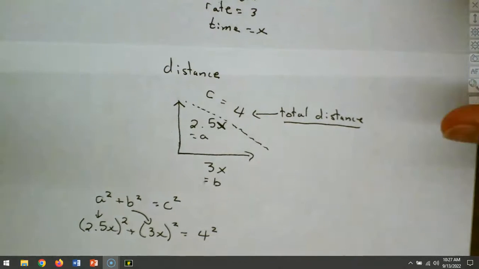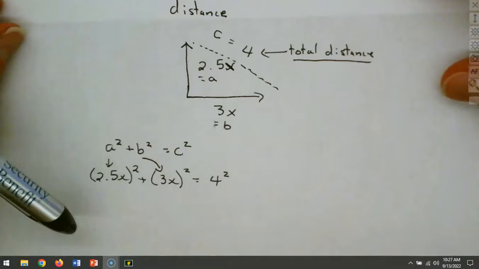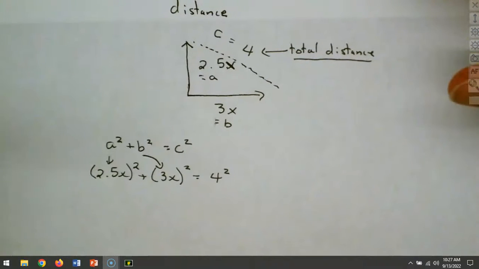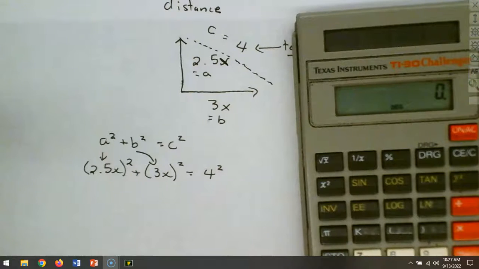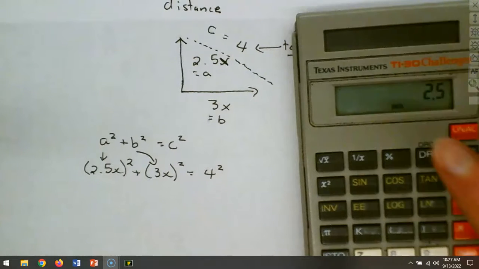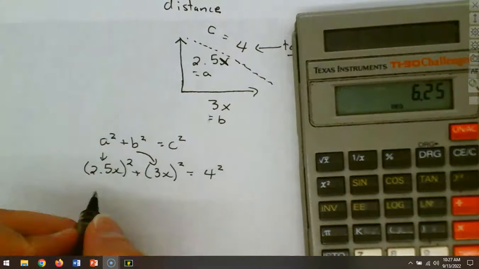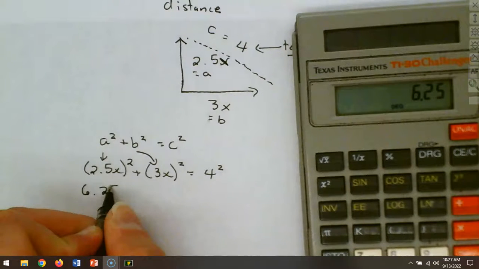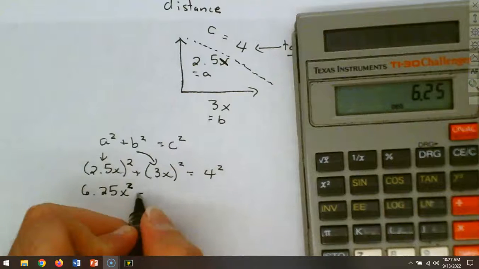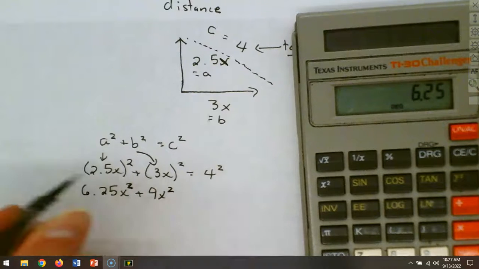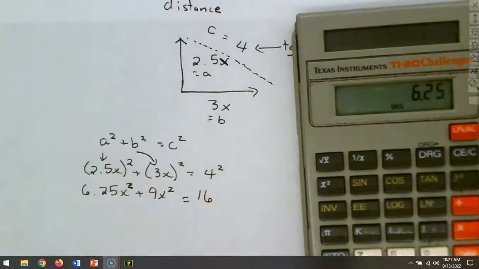And make sure you put parentheses because you have to square the numbers as well, the coefficients in front. So you've got to make sure that you square that 2.5. Okay, so let's do the 2.5. 2.5, we're going to square that. So that's 6.25x squared here. 3 squared is 9x squared. 4 squared is 16.